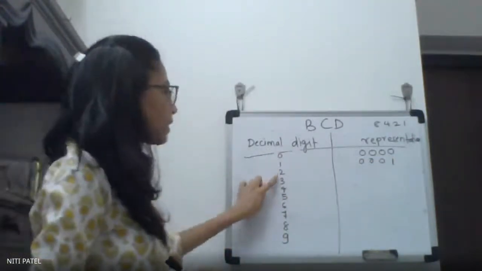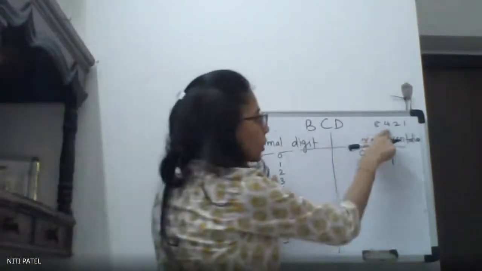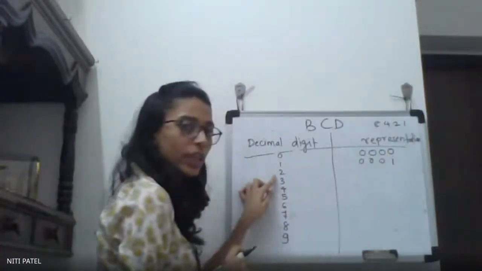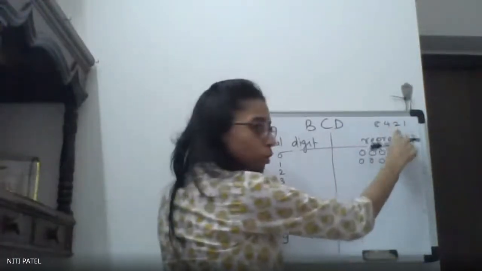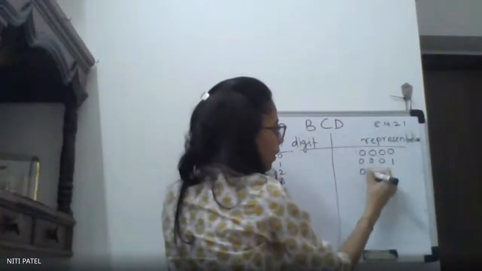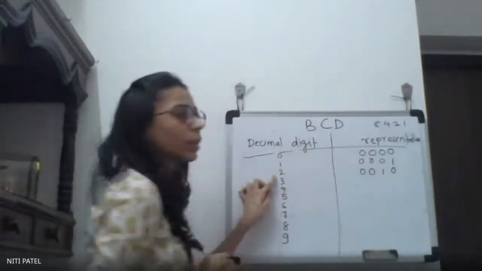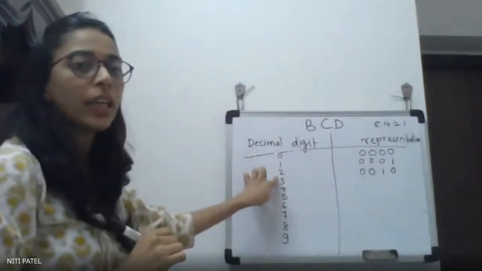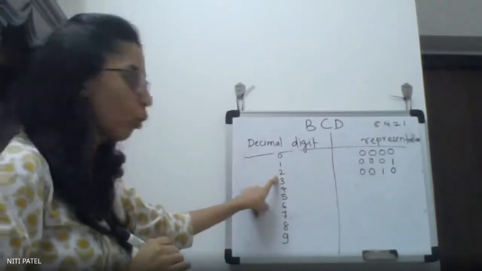Next digit is 2. Do I have 2 in this 8421 code? Yes. Where is it? It is at the second position from the left. So wherever I have that number 2, I will represent it with 1. Remaining will be represented with 0.